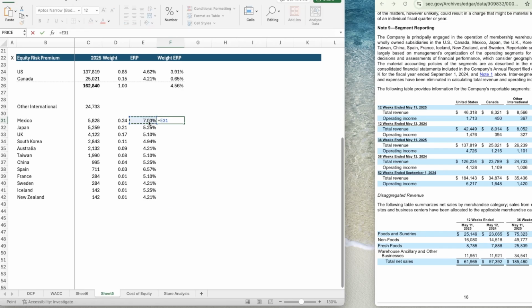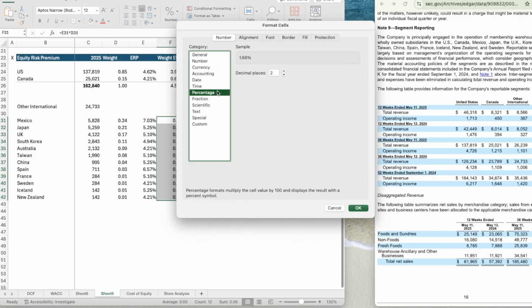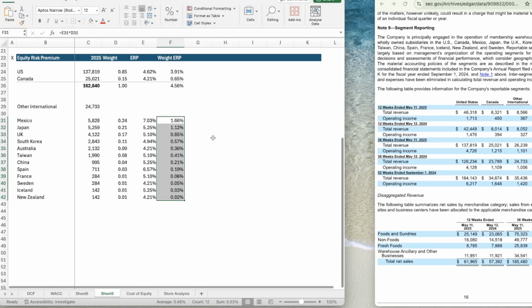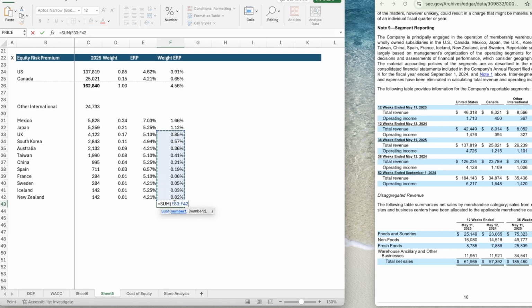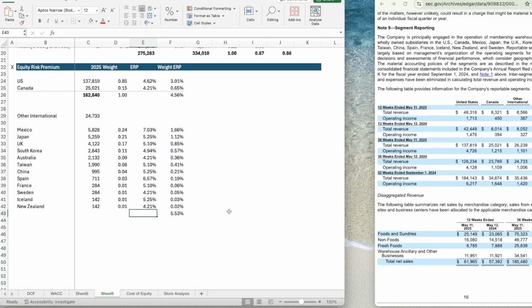And then we do the weighted ERP, which is the ERP multiplied by the weight. And obviously these need to be percentages. And we sum. That's going to be 5.53%.